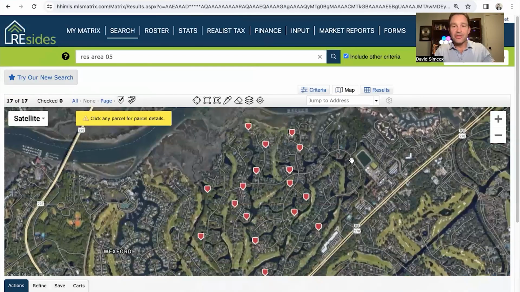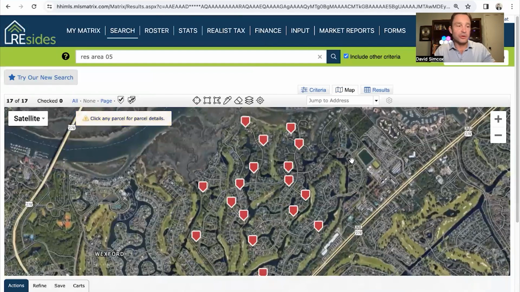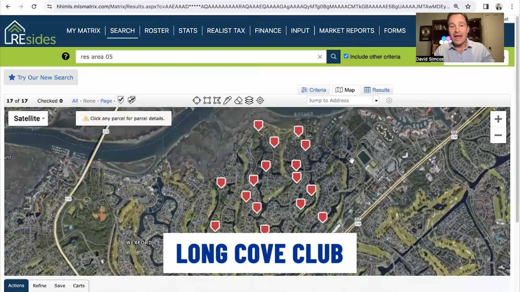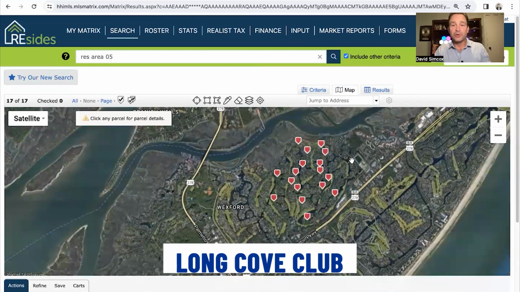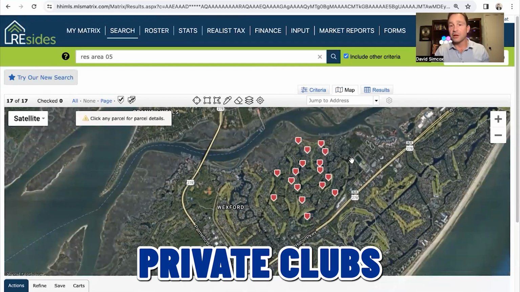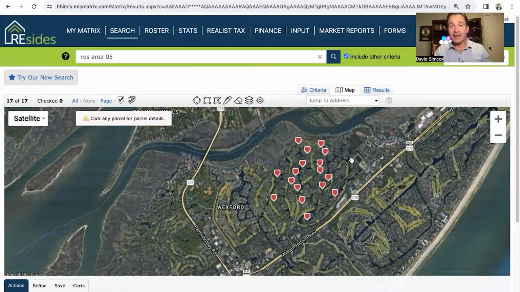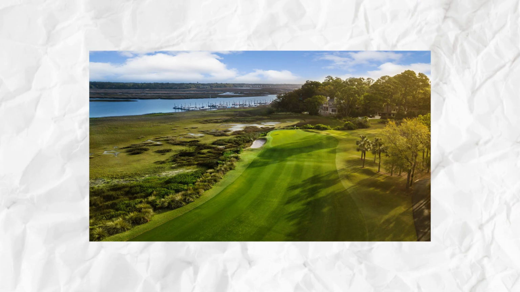All right, so now the next letter L neighborhood is Long Cove Club. And this is one of the most beautiful, exclusive private clubs on Hilton Head Island and in the Low Country in general. They have an amazing golf course.